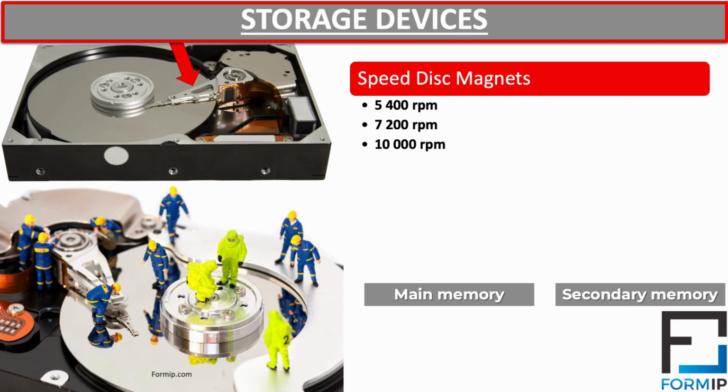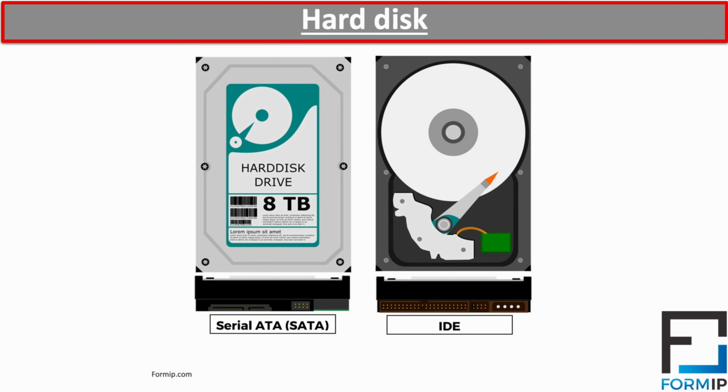Hard drives today use the serial ATA interface. On the image, we have two types of hard drive, SATA and the IDE. They can be easily identified using their connectors. Here is an IDE connection, and here is the SATA connection.